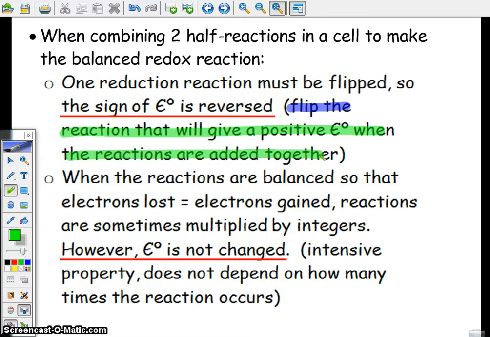The other tricky part is when you balance it. Remember, if one of them has 2 e minus and one of them has 3 e minus, you have to make it 6, so you multiply one by 3 and one by 2 and you add them. When you multiply by an integer, you do not change the E. So don't ever multiply the E's by numbers. It allows the reaction to occur for a longer period of time, but it doesn't give us a higher voltage. Okay, so keep that in mind.